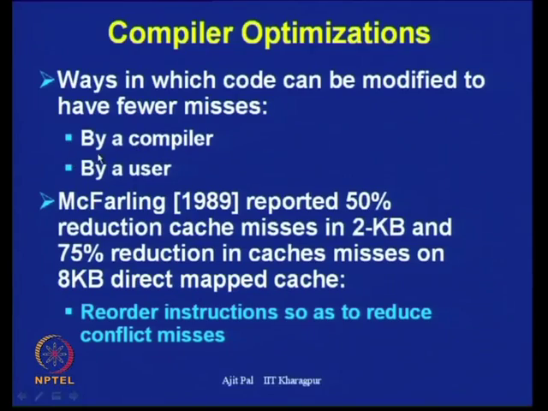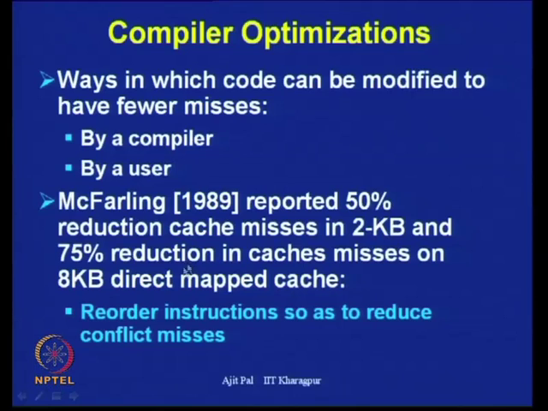But now we shall discuss some techniques which are actually based on optimization of the compiler. And this optimization can either be done by the compiler or by the user themselves. And McFarling reported back in 1989 that 50% reduction in cache misses using 2 kilobyte cache can take place by using compiler optimization, and 75% reduction in cache misses can occur on 8 kilobyte direct map cache by adopting compiler optimization techniques.